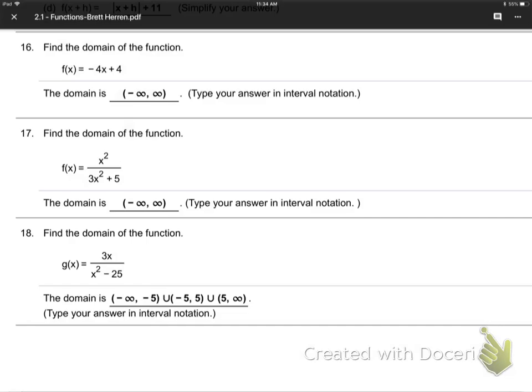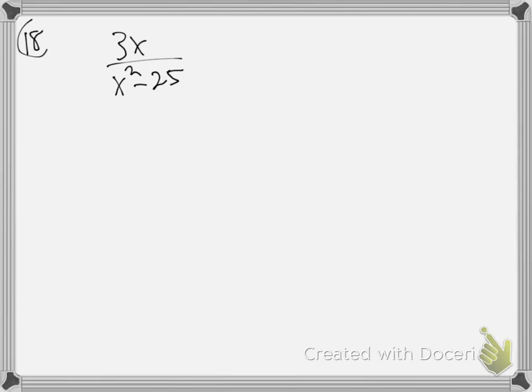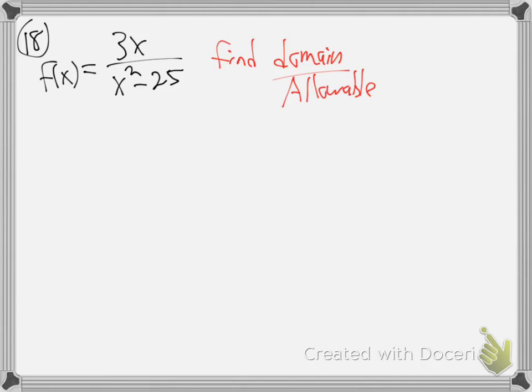3x over x squared minus 25. This is number 18, and they're asking me to find the domain. That's kind of weird. Domain. What is the domain? X values. Domain is allowable x values. Now, what do we mean allowable?